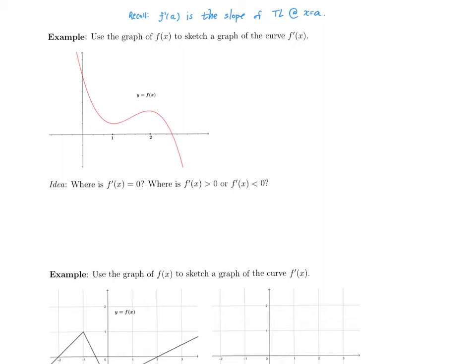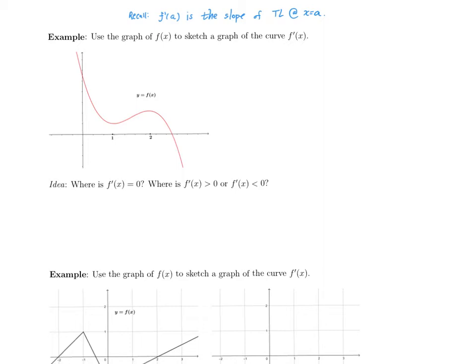Now the general idea is as follows. We want to remember that the derivative at a is going to be the slope of the tangent line to the curve at a. And with that in mind, we can think specifically, when will the derivative be zero, i.e. the tangent line horizontal? When will the derivative be positive? When will the derivative be negative? And that should allow us to see a general shape to the curve f prime of x.